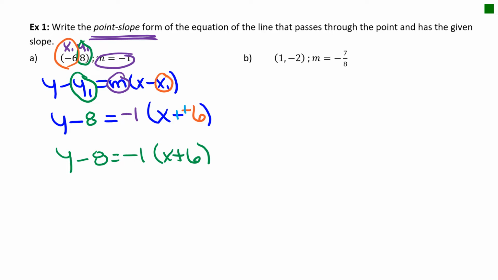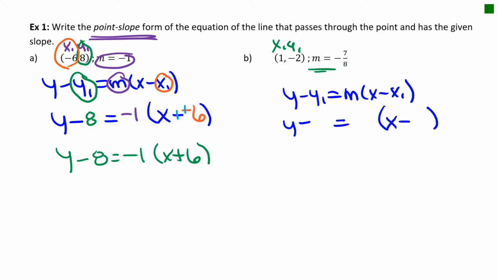That's called point slope. You have a point, x1, y1, and you have a slope. So we're going to do the same thing. y minus y1 equals m times x minus x1. We're going to write y minus, equals, parentheses, x minus. Right here we want y1. Look at y1, it's -2.